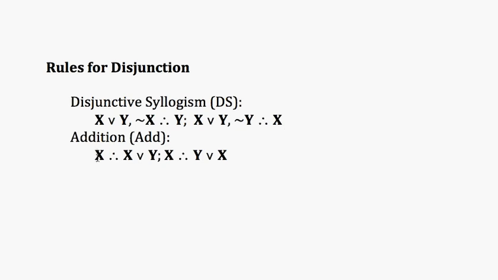The rule of addition is the odd one here. From x, I can infer x or y, where y is anything you like. Likewise, from x, I could infer y or x, where again, y can be anything you like. This seems odd. It may even seem somehow logically offensive, but it's correct.